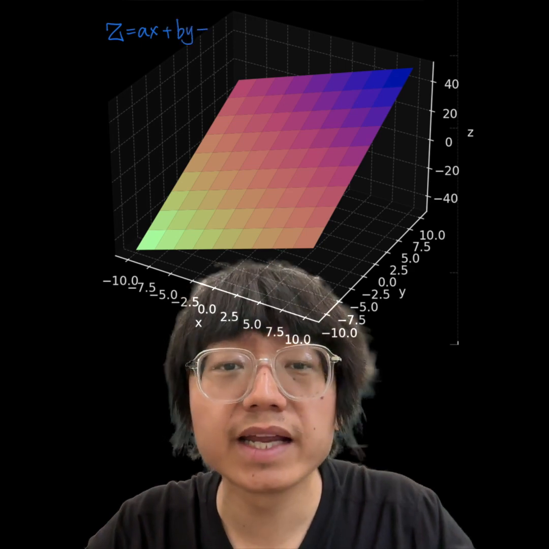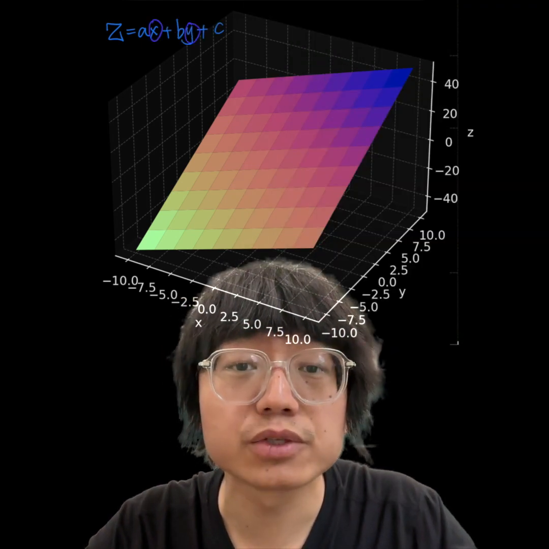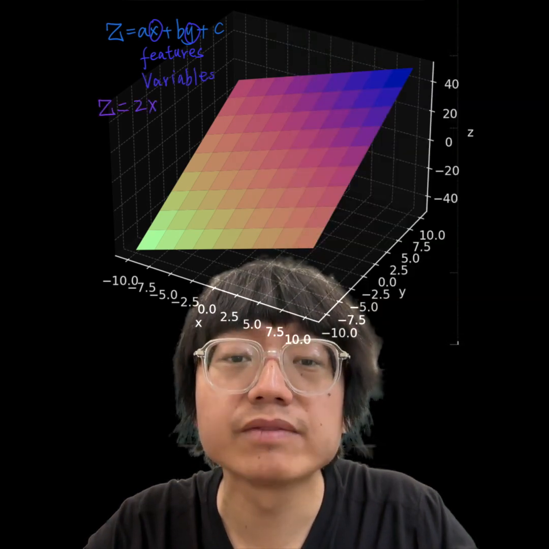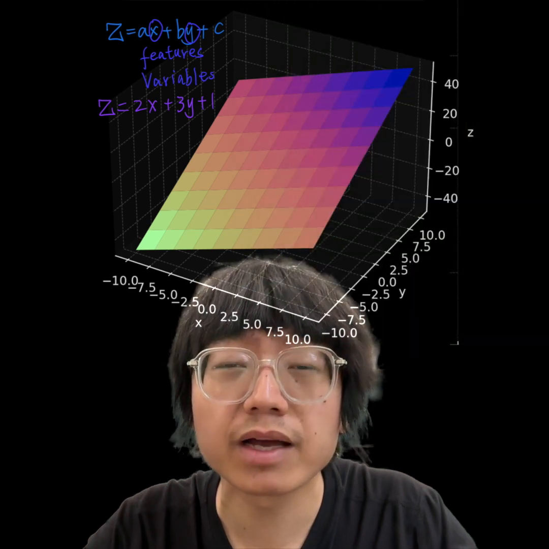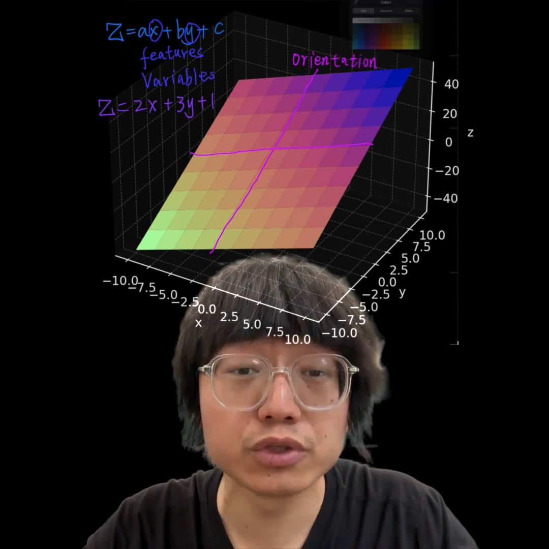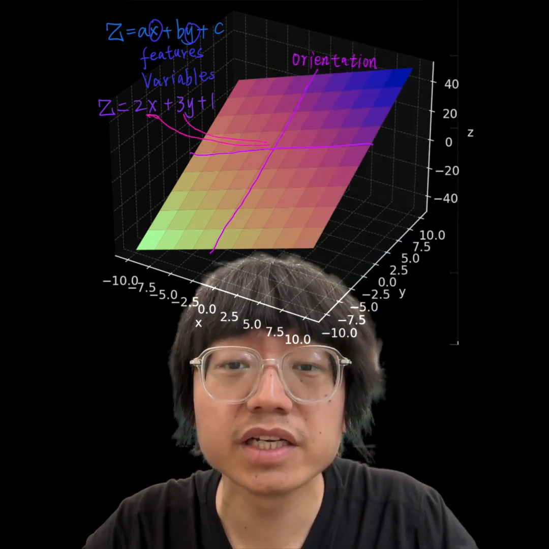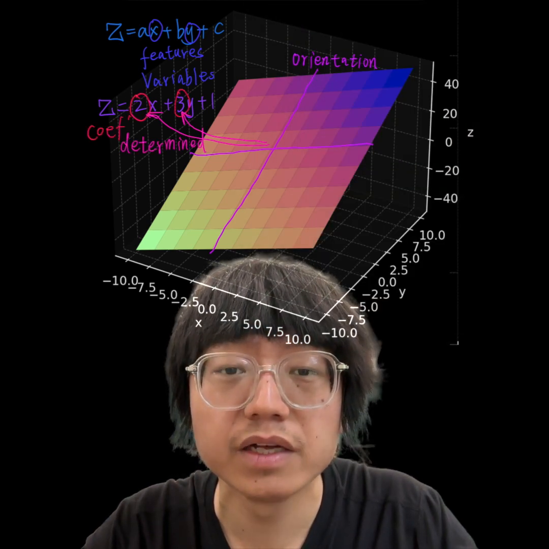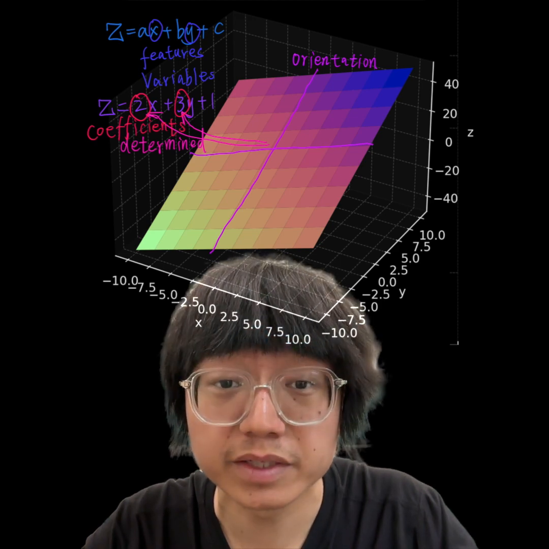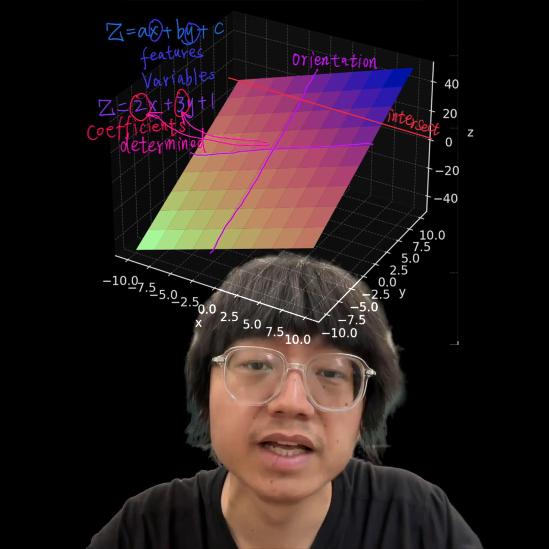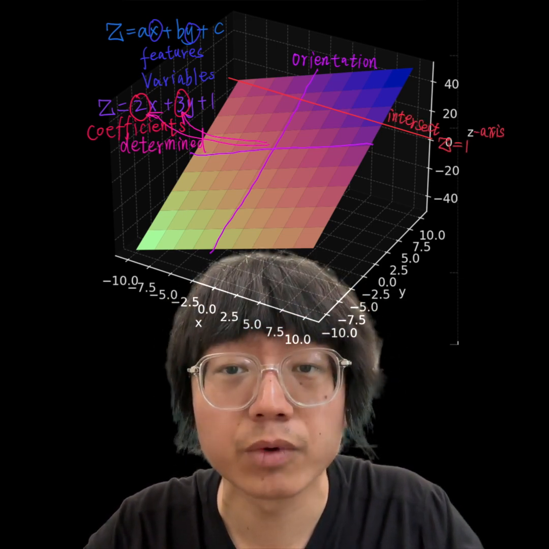Here is a two-variable linear function, z equals ax plus by plus c. It has two features, x and y. For a two-variable linear function, let's say we have z equals 2x plus 3y plus 1. This is a plane in a three-dimensional space. This plane's orientation is determined by the coefficients 2 and 3, which are associated with x and y respectively, and it intersects with the z-axis at 1.